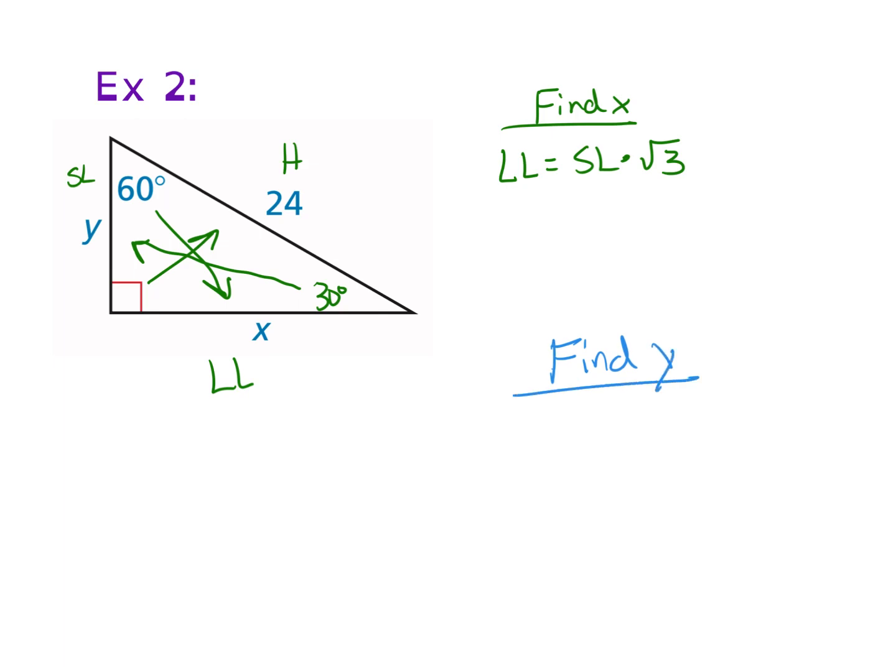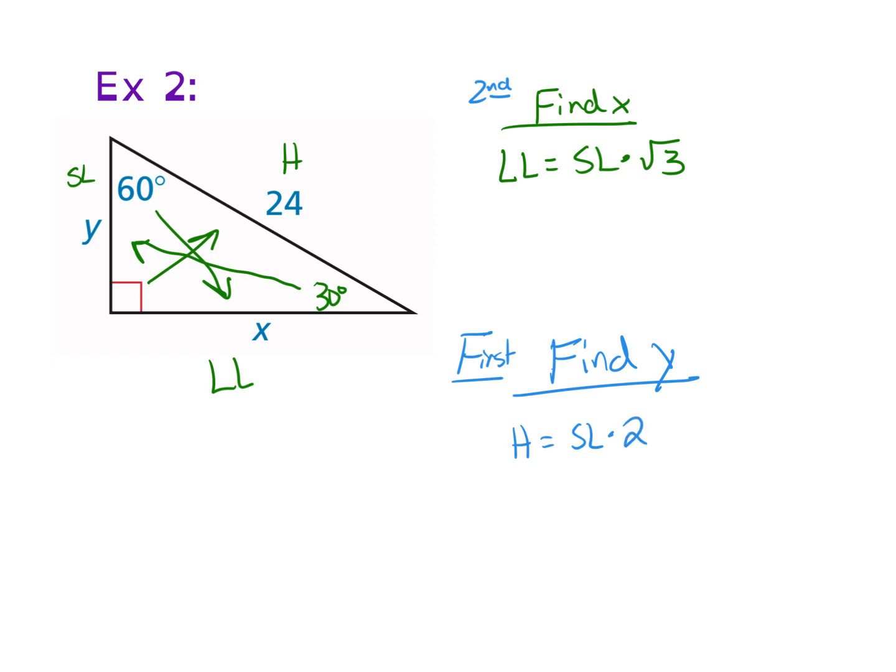Okay. So first y, and then second we'll find x. Okay. So find y. Now y is short leg, and short leg is in both formulas. H equals short leg times 2, and long leg equals short leg times square root 3. We know we don't have the long leg here, so let's use the formula that we do know something about, and it's the one with the hypotenuse, 24. So we use the hypotenuse formula, which is short leg times 2.